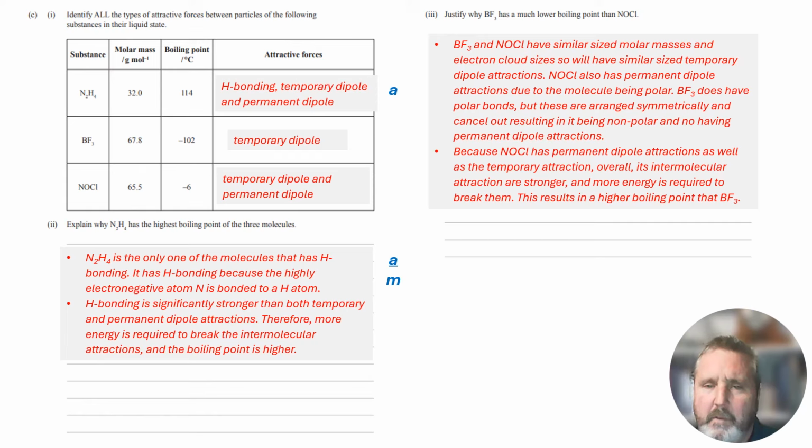So here we would get 1 point for saying that they have similar size temporary dipole attractions because they have similar size electron clouds because they have similar size molar mass. The second point is identifying that overall the intermolecular bond strengths are stronger for NOCl because it also has permanent to permanent dipole attractions. And the third point is to say again that the stronger the intermolecular attractions, the more energy required to break them, therefore the higher the boiling point. One of those points is achieved, 2 is merit, and 3 is excellence. And that there is the end of the paper.